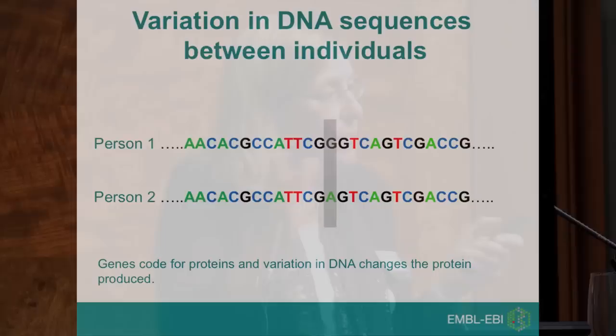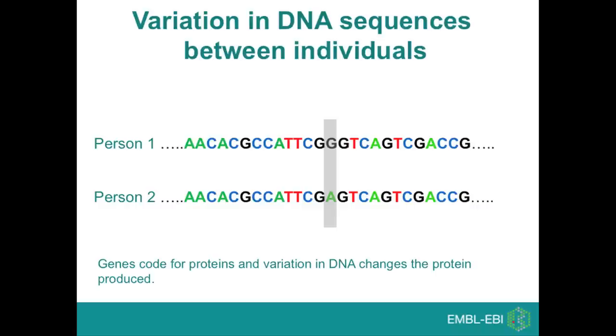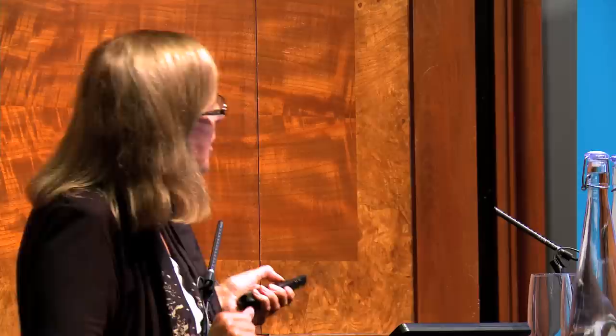So most of us, for 99.9% of our genomes, we're all identical. We've all got the same sequence of letters. But occasionally, we have variants. And in this case, the G is replaced by an A. And it's those variants between us that make us different from each other. And really, these genes then code for the proteins. And this variation at the DNA level gives changes in the protein produced. And that gives changes in the functional capability of that protein.